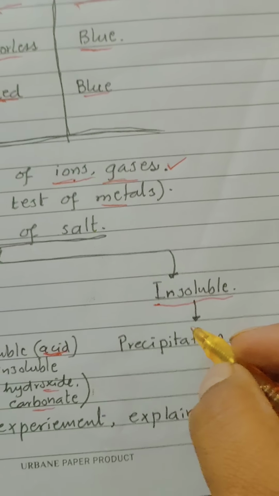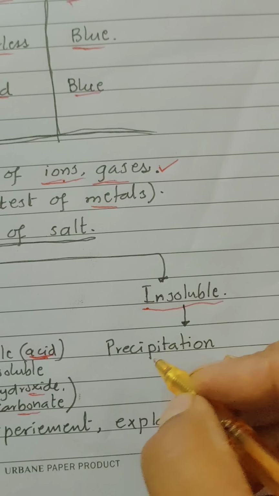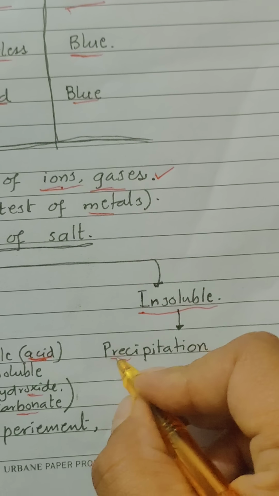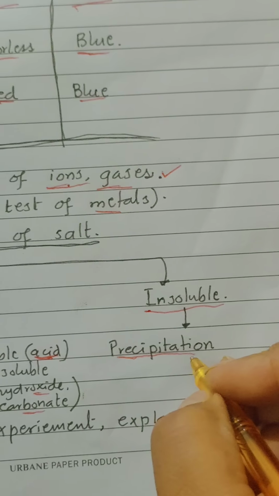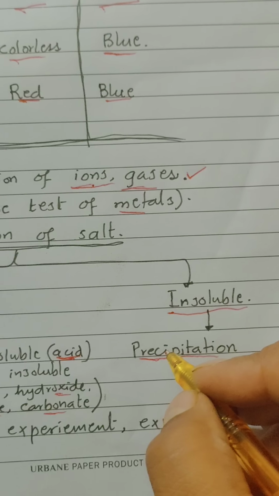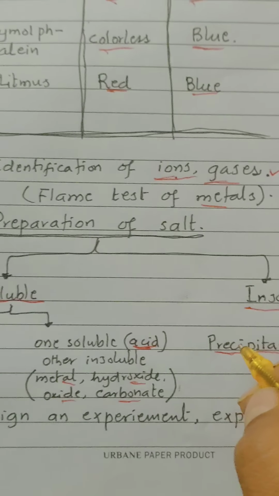The second type of salt is insoluble, and for its preparation the method is precipitation. We will discuss all these processes in detail.